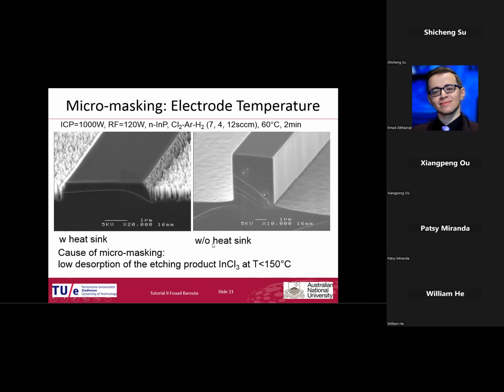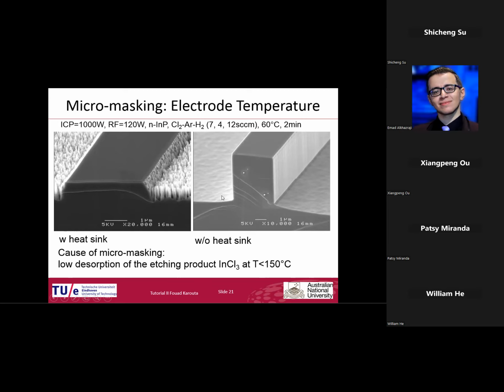And if you are not using heat sink, you get more or less a smooth and nice etch. As I said, these were etched at the same time. And in this one, what is happening is that the temperature of this sample is very low. It is maintained at 60 degrees. And the etching product, indium trichloride, is not volatile at this temperature. And that will cause this micromasking.